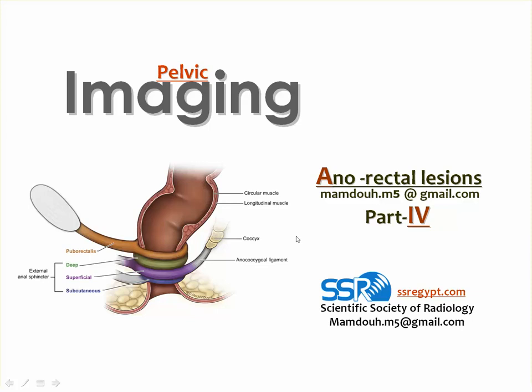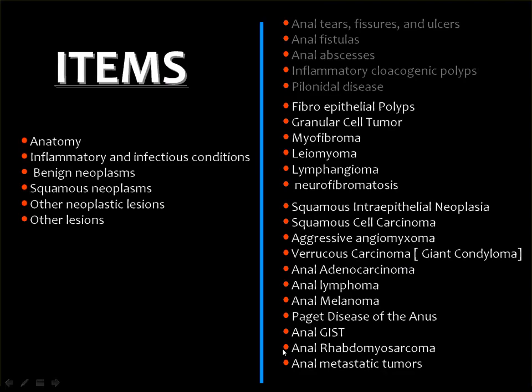Dear colleagues, this is the last part of the topic of anorectal lesions, and we have discussed the rectal anatomy and pathology in 2 lectures, and we discussed the first part of the anal pathology in the previous lecture, and now we will continue with the last part of the anal pathology.